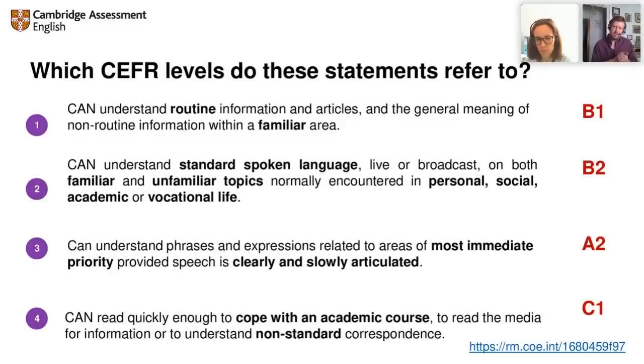And the other two from B1 and C1, I think what's interesting at B2, and even more so at C1 and above, we see at B2 familiar and unfamiliar topics normally encountered in a variety of situations. I think we can really start using more authentic material at B2, from C1 up, even more so, which does make finding material to use for reading and listening activities easier, I think.